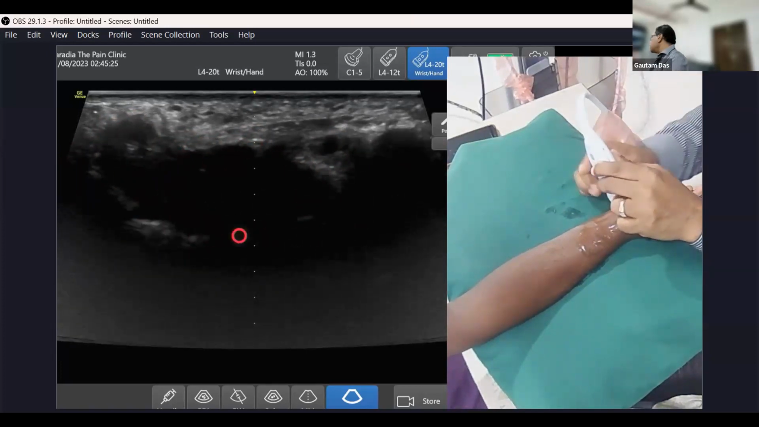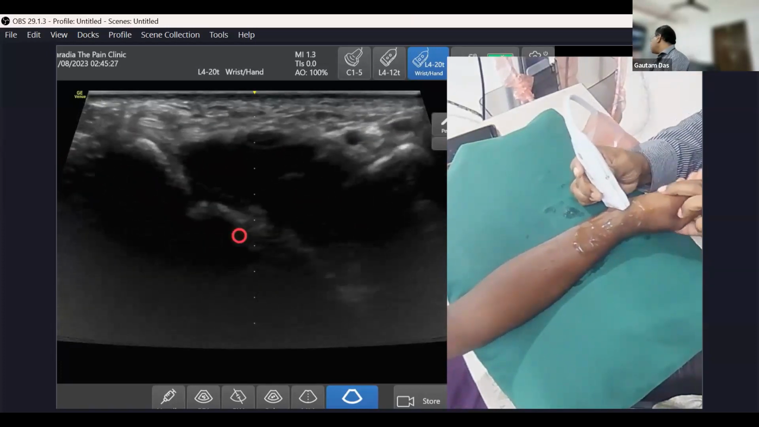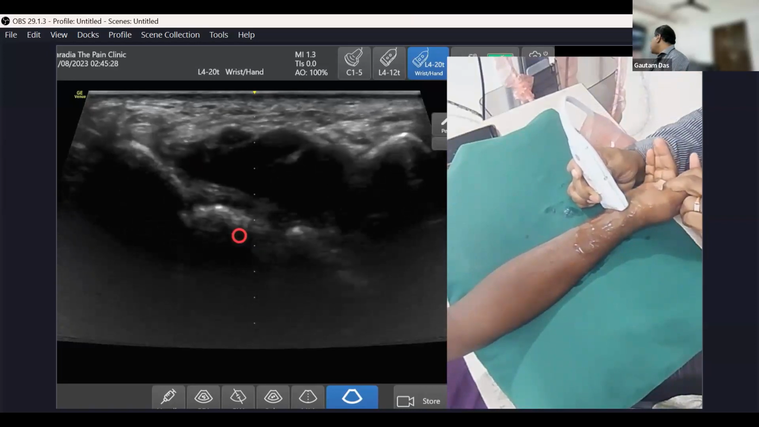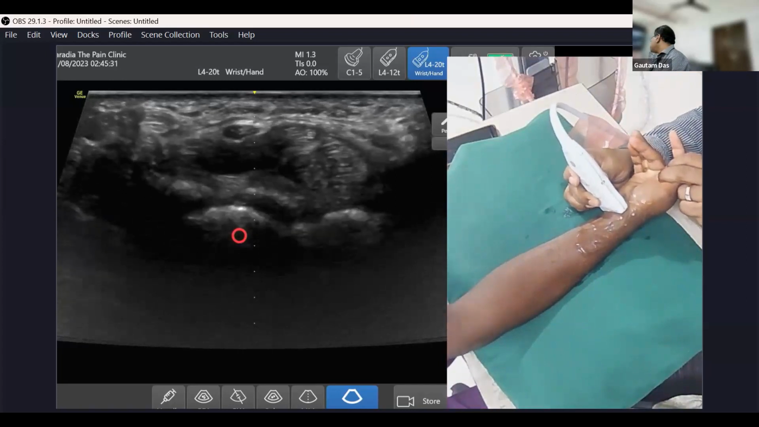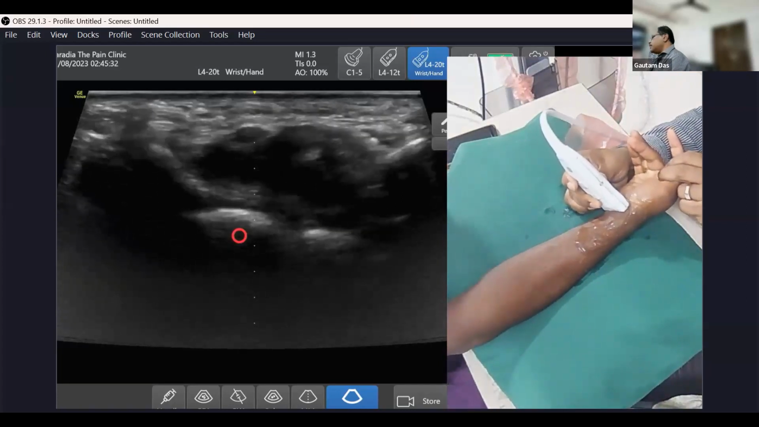But again, to see the carpal tunnel, I need to flex the wrist. Otherwise, I will not be able to see the content of it. So if I am flexing the wrist, now I can see it much better.